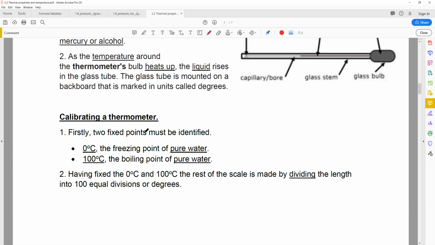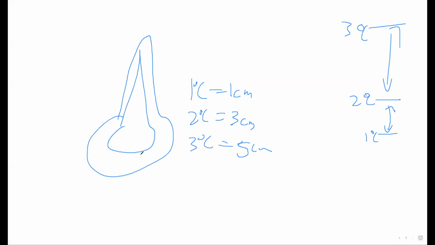This next part is basically calibrating a thermometer. In order to calibrate a thermometer, it's not like in the factory, as soon as they produce a thermometer, bam, all the readings are there already. It doesn't work that way. Most of the time, you actually have to calibrate the thermometer.